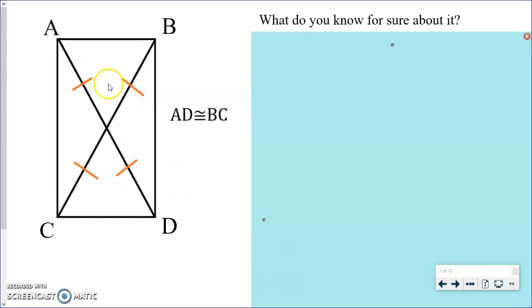Yeah. How about this one? What does it look like? Okay. Well, yeah, that's right. Most of you are probably going to say it looks like a rectangle. Okay. Well, how can we prove that it's a rectangle?